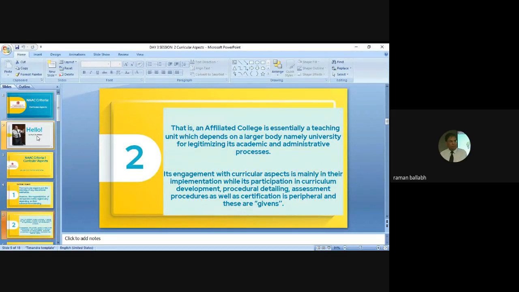Sir, since you are having an affiliated institution, requesting everybody, please mute yourself so that we may not have any noise.